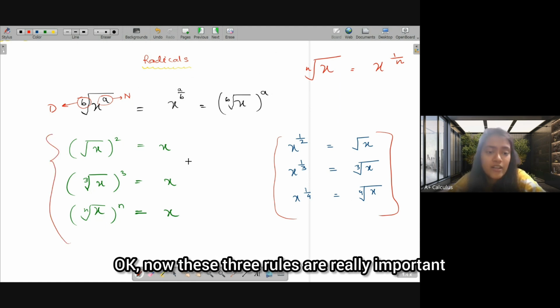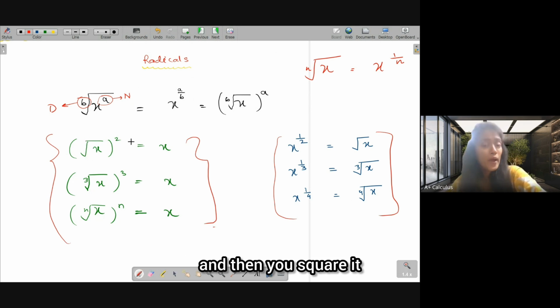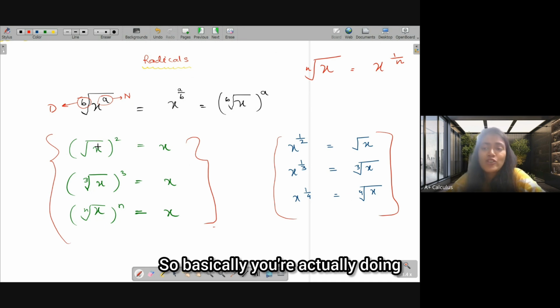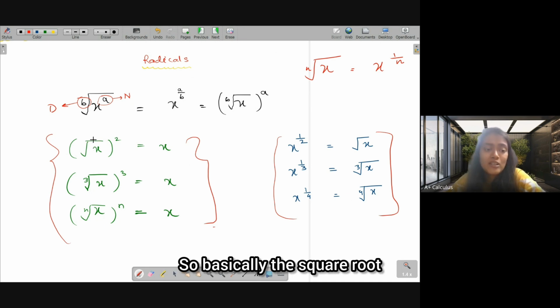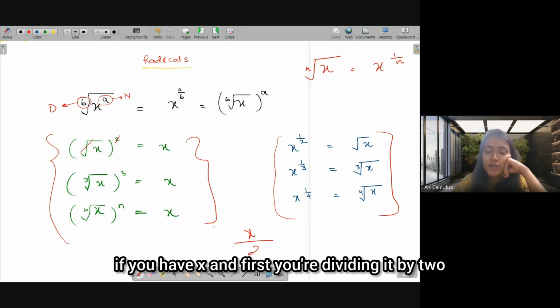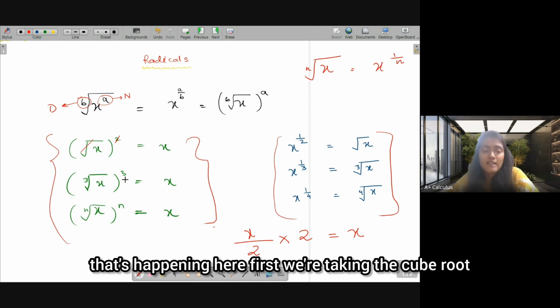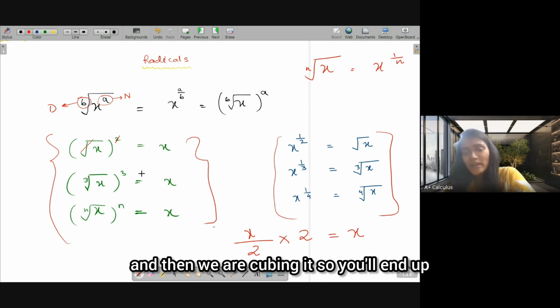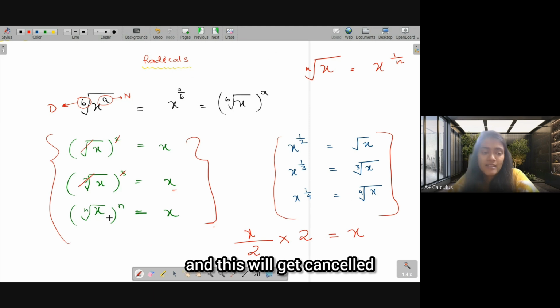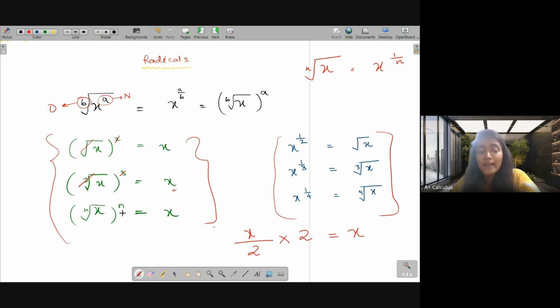Now these three rules are really important. If you first take the square root of something and then you square it, the square root and square will get cancelled and you'll get x. It's like if you have x and first you divide it by 2 and then multiply it by 2, eventually you will get x, right? It's the same thing that's happening here. First we take the cube root and then we cube it, so you'll end up getting the same thing. This and this will get cancelled. So in general, if you take the nth root of something and then raise it to the power n, the root and the power will get cancelled and you'll end up getting the same thing.